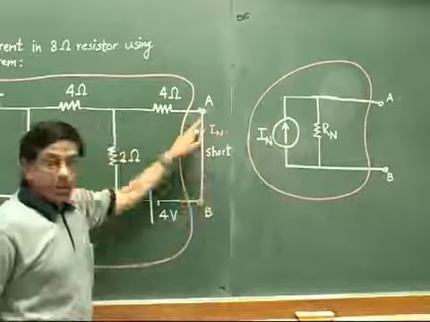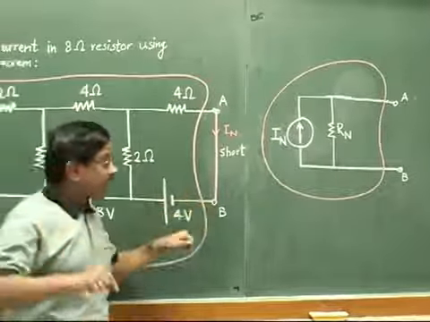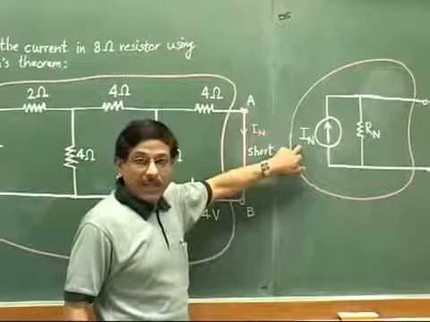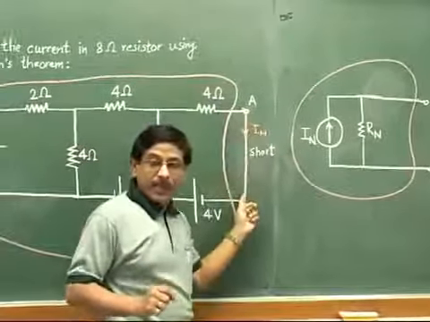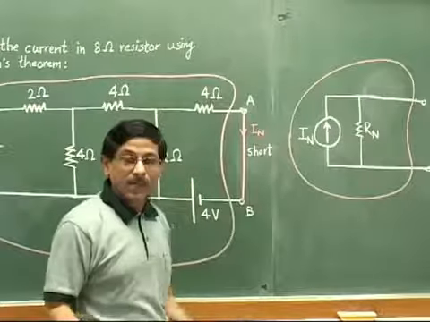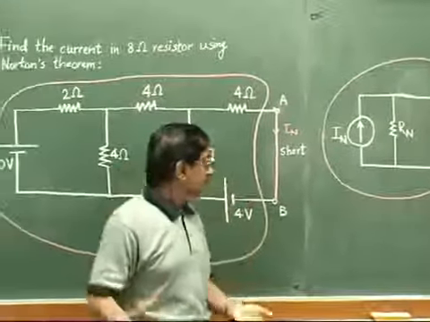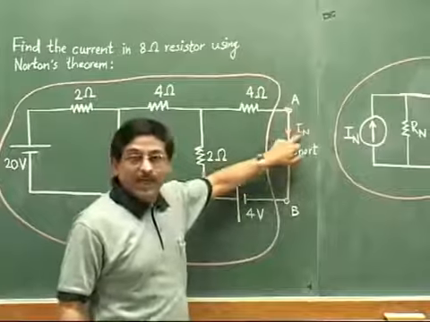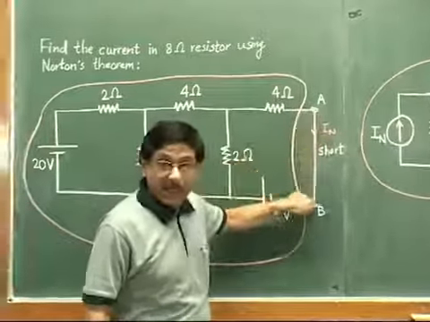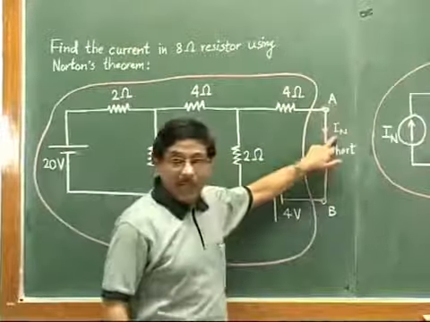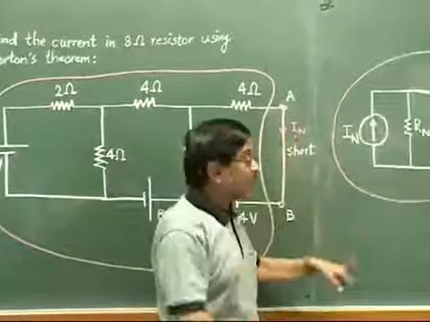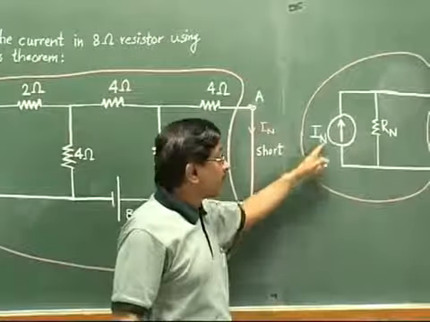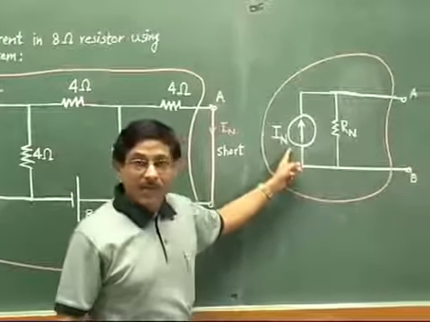We will be getting the open terminals A and B, and later on for the calculation of IN, temporarily we will be shorting the two terminals A and B, and then we will be doing some calculations, adopting some procedures so that we can determine the current flowing through this shorted link. And once we calculate that value, we call it IN, and in this equivalent circuit we will show that IN value as our equivalent current source.